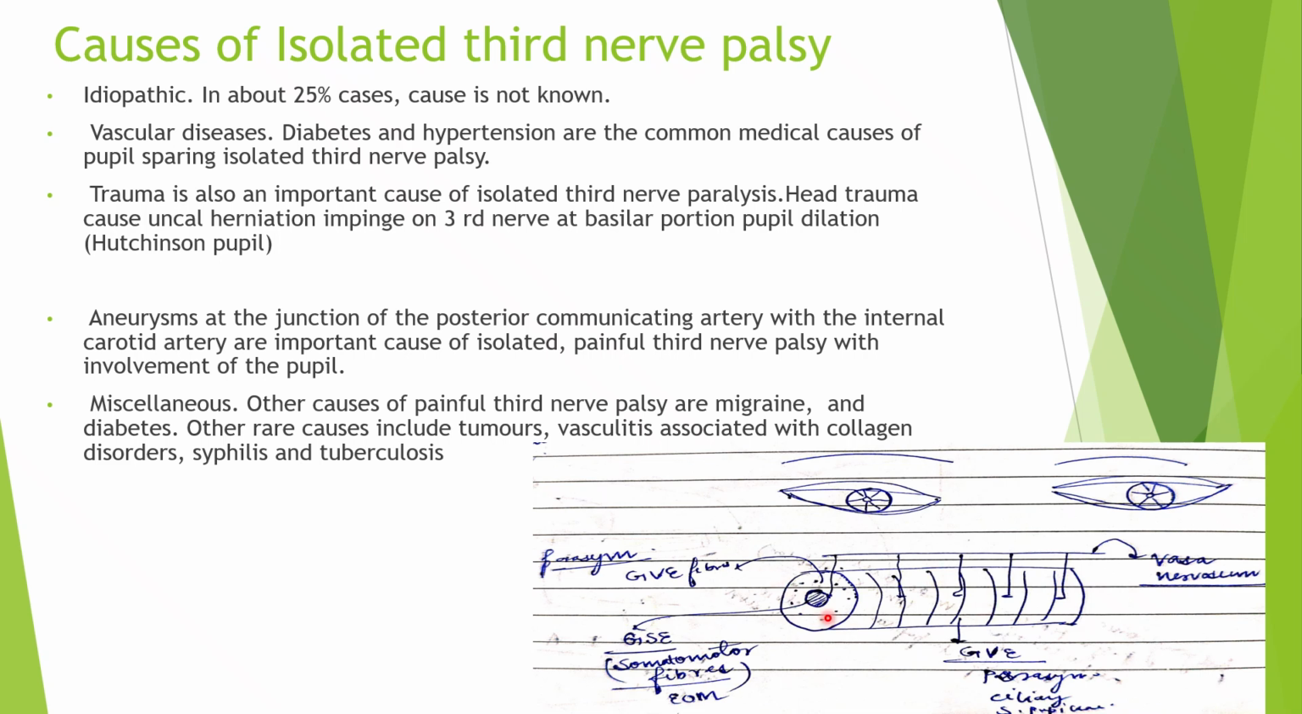So these are the general somatomotor fibers which are in the middle part. These are the general visceral, which is the parasympathetic. So these are the pupillary fibers peripherally. Vasa nervosum is a micro vessel which supplies the nerves. So in microangiopathies like diabetes and hypertension, this micro vessel will be affected. So that will affect only the central fibers and will spare the peripheral fibers.